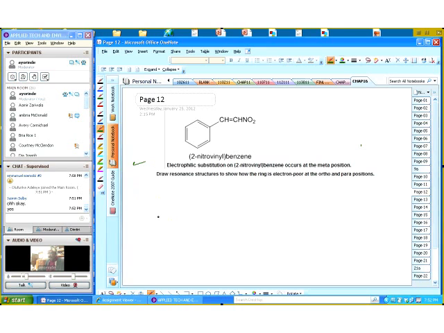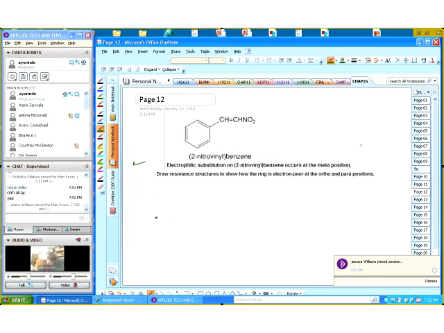Okay, Jasmine, go ahead and read this question for us. Electrophilic substitution on 2-nitrovinyl benzene occurs at the meta position. Draw resonance structures to show how the ring is electron poor at the ortho and para positions.